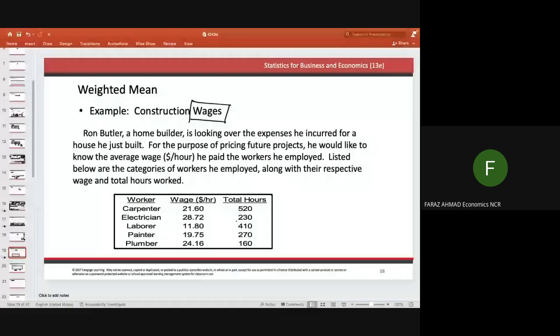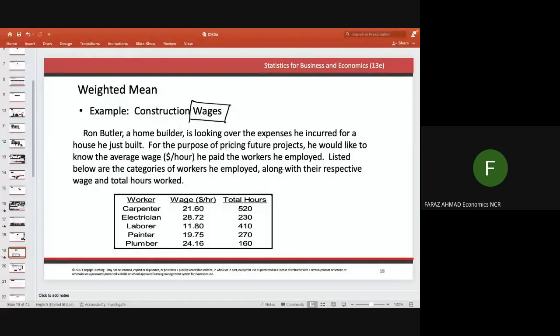Electrician got a wage of $28.72 per hour, and he worked for 230 hours. Laborer worked for 410 hours, and painter got $19.75 per hour. He worked for 270 hours, and plumber worked for 160 hours. So just see the motive of calculating the mean.